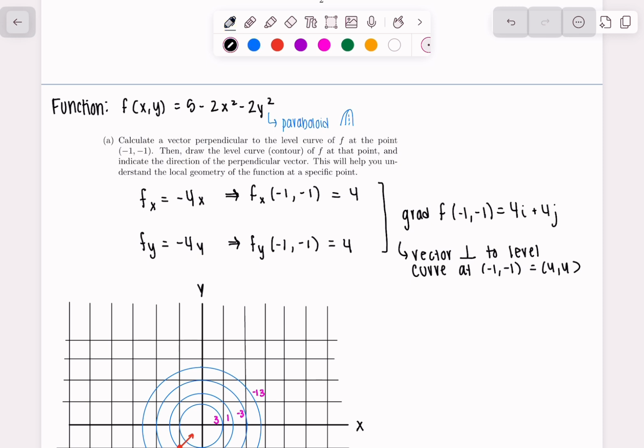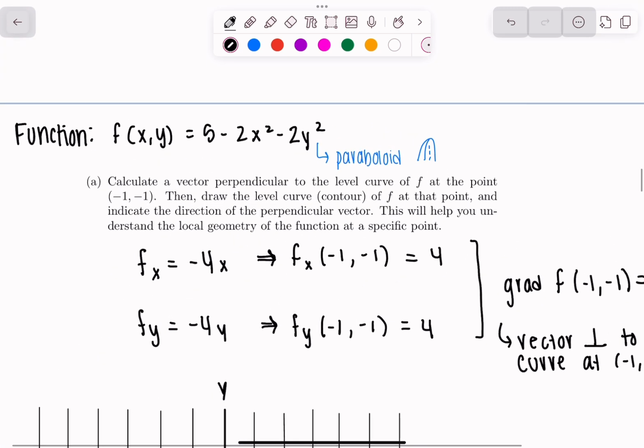So we're starting off with the function f of x,y equals 5 minus 2x squared minus 2y squared. Right now we're just thinking about it in 2D because we only have 2 variables, but I know this gets into 3D, so it's going to be a paraboloid, and we know that it's going to be upside down rather than like a bowl because of our negative x and negative y.